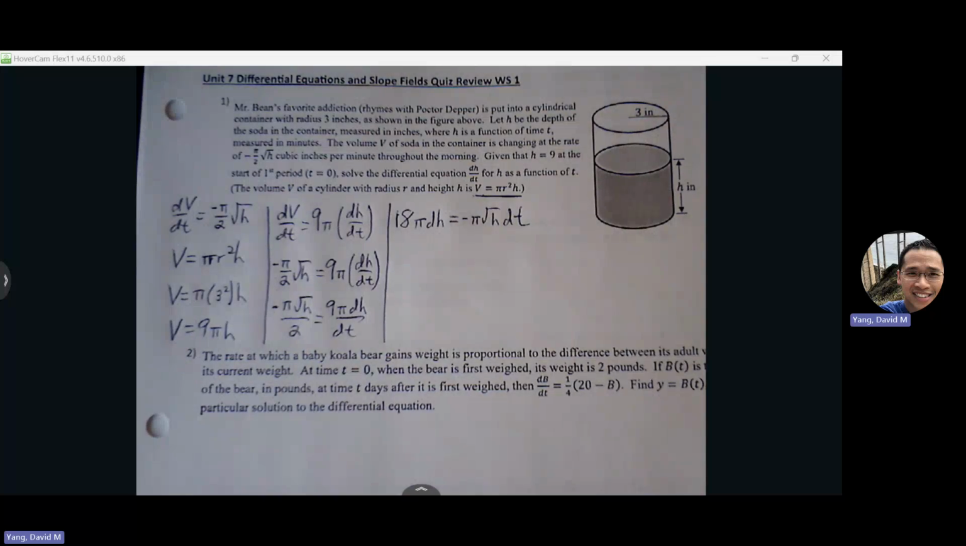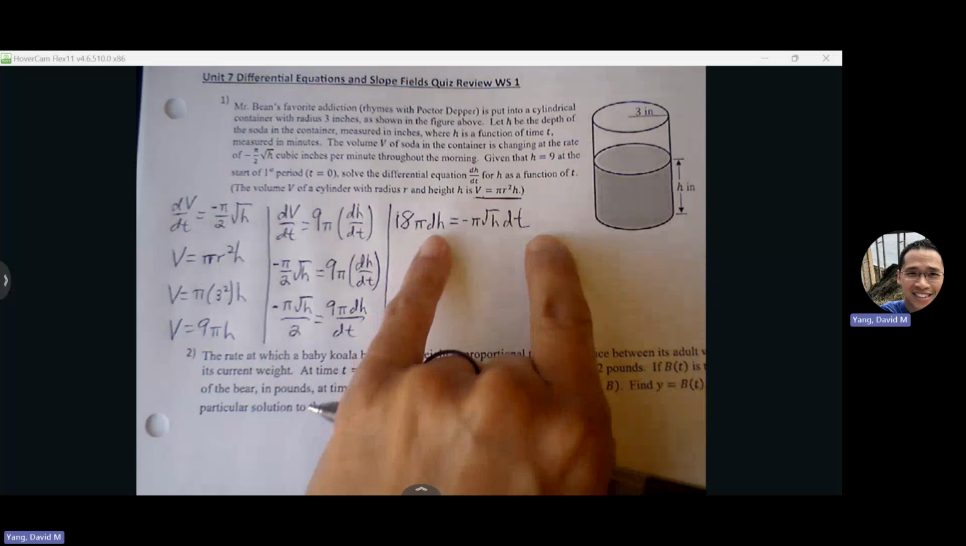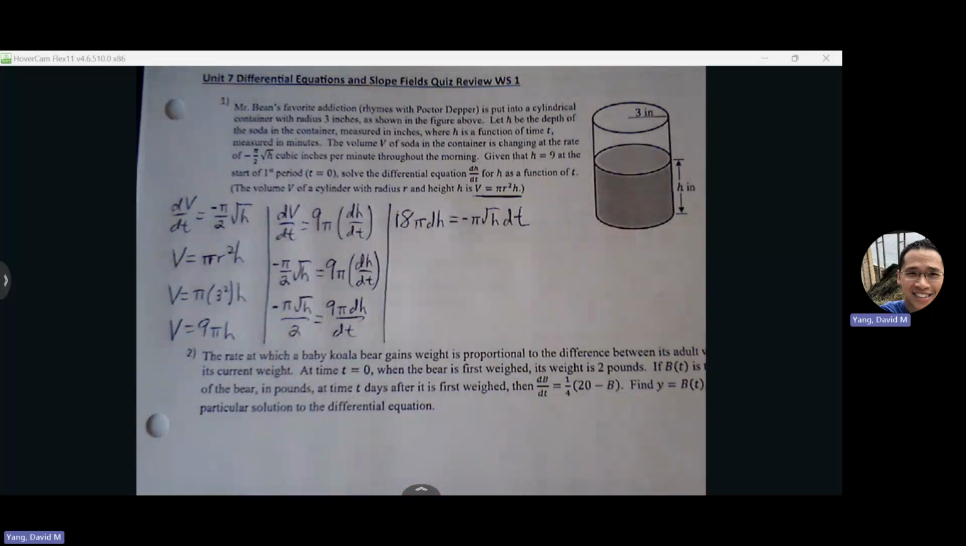So we have those two in place, and we want to try to get h's together on the left and everything else on the right. So what do you see is out of place? Yeah, that root h, right? So what can we do with that root h? Divide it. Okay, so that's going to come over to the left.